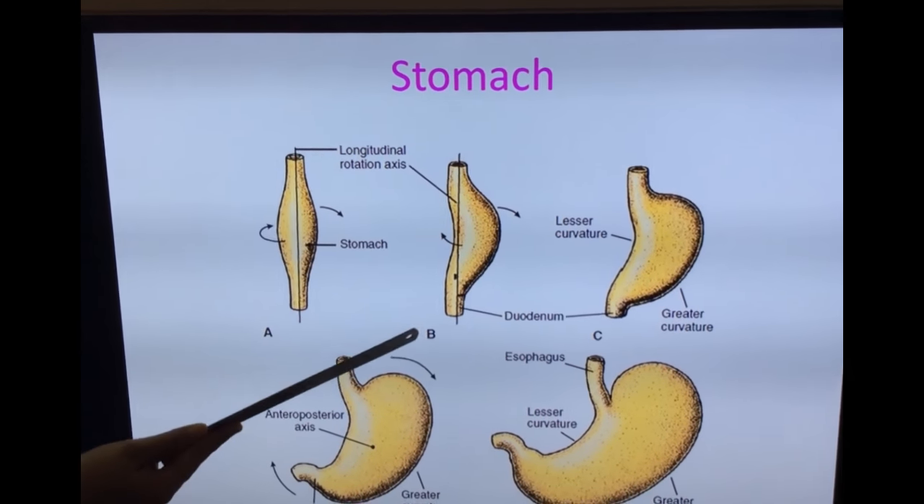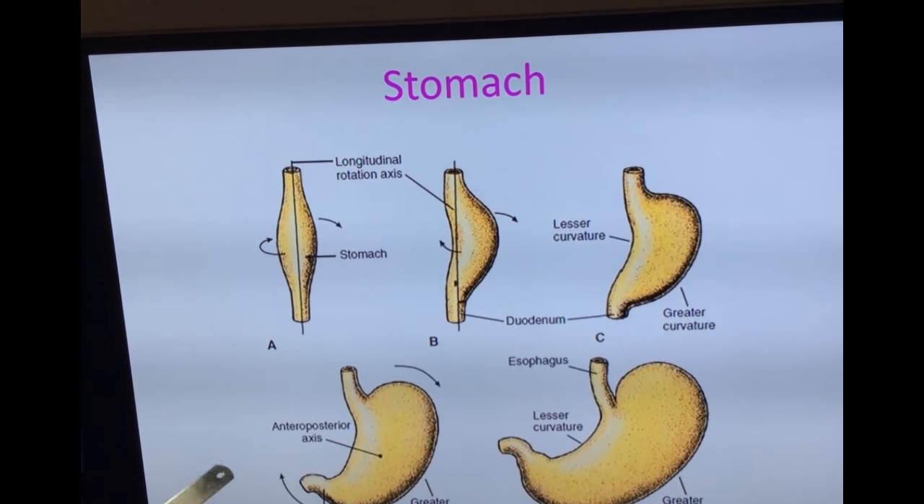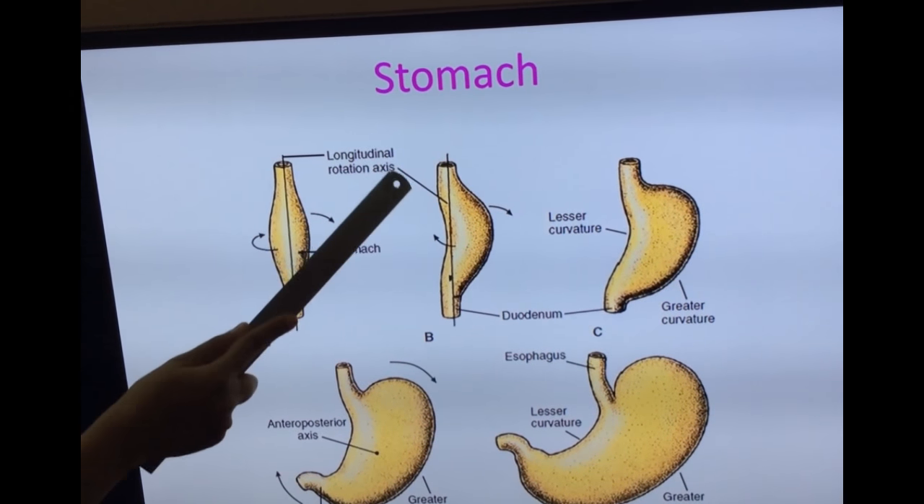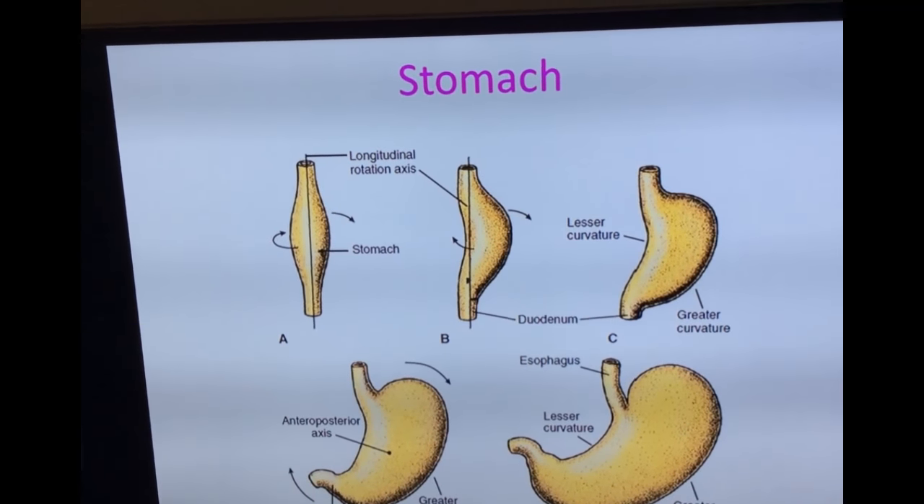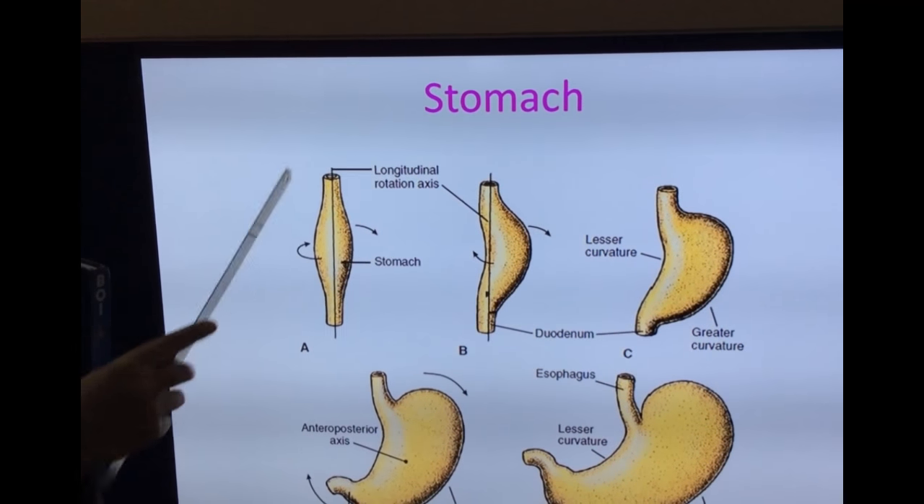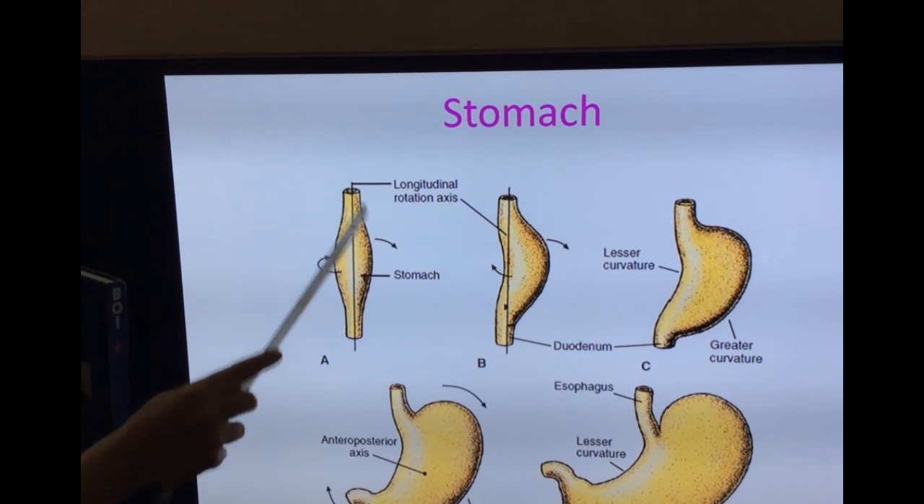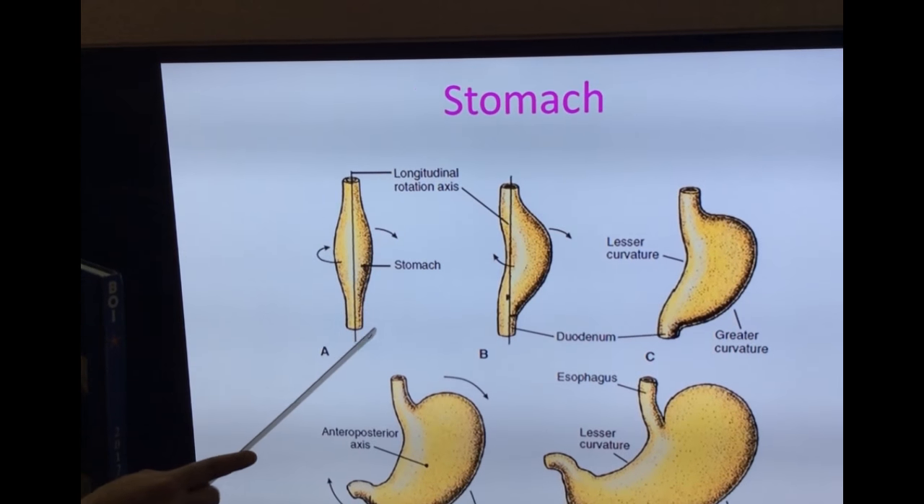Due to the rotation, initially the vagus nerve is the main nerve which supplies the organs of the abdominal cavity. The vagus gives two branches, one is the right branch and one is the left branch.